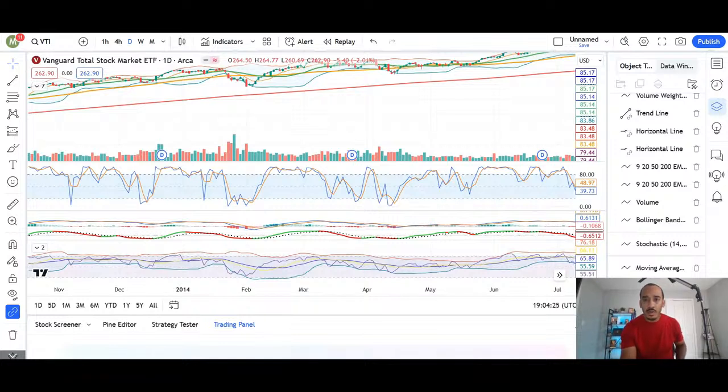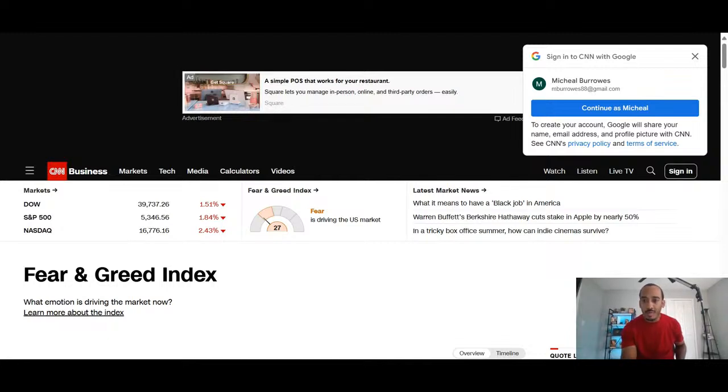All right, so let me not skip some steps. I usually look at the fear and greed index, so let me pull that up for y'all. All right, what are fear and greed? With the fear and greed index, you want to be greedy when others are fearful and fearful when others are greedy, right? You kind of want to do the opposite of what the fear and greed index is saying.